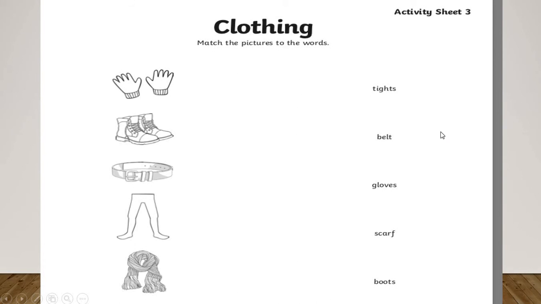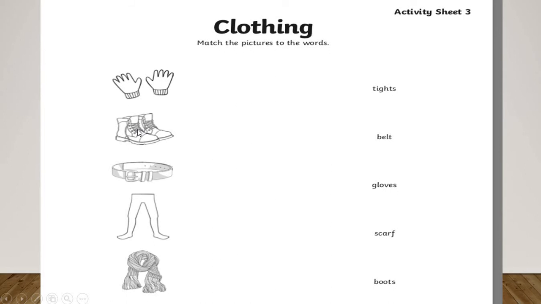Okay, now let's see. According to me, I'll just match the correct answers and then I'll display them. So the first one: if you said the first option is gloves, you are absolutely right, because if you can see, it is a gloves-like picture which you can wear in your hands. So the first option is gloves.